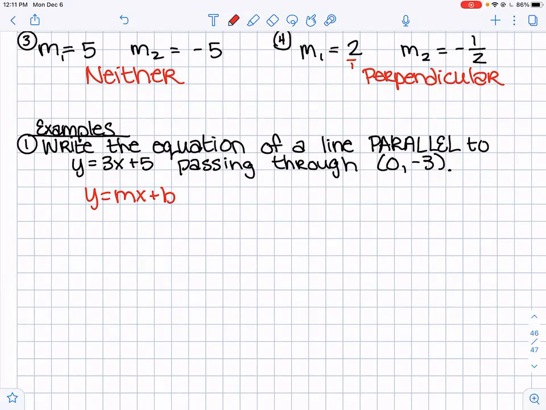The line is y equals 3x plus 5, right? What's the slope of that line? Slope is always next to x, guys. 3, okay? So y equals 3x. We took the slope from the other line. What's our y-intercept? I just told you the point's the y-intercept, right? So it's -3. So we took the 3x from here and the -3 from there and made our new equation for our parallel line.